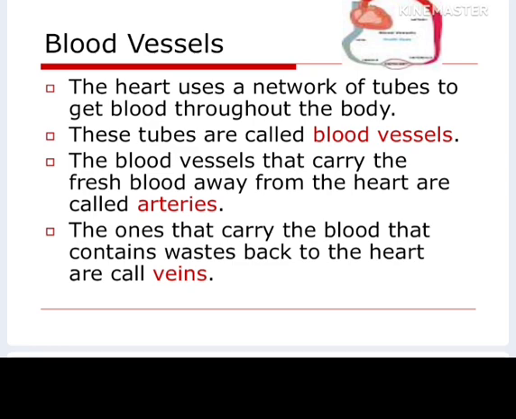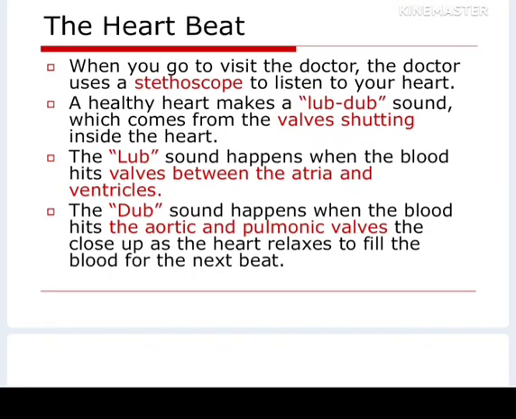The heart uses a network of tubes to get blood throughout the body, and these tubes are called blood vessels. Blood vessels that carry fresh blood away from the heart are arteries, and those that carry blood containing waste back to the heart are called veins.